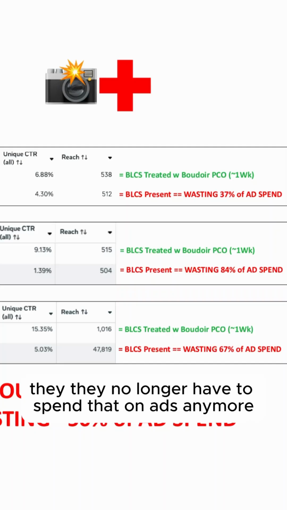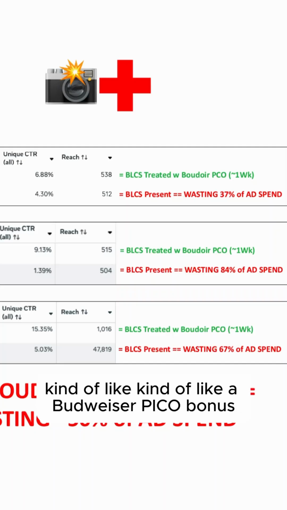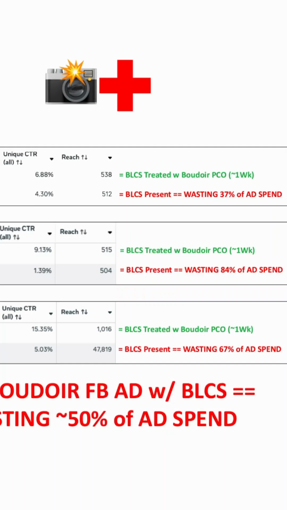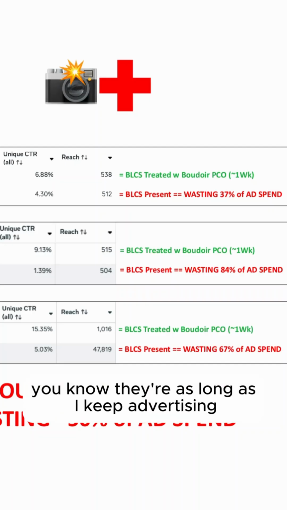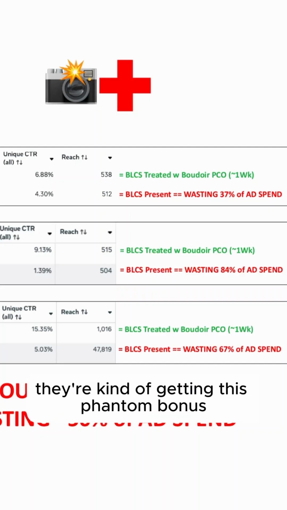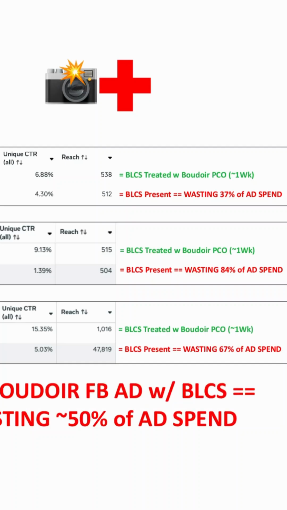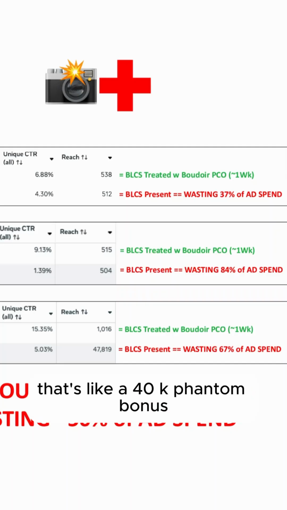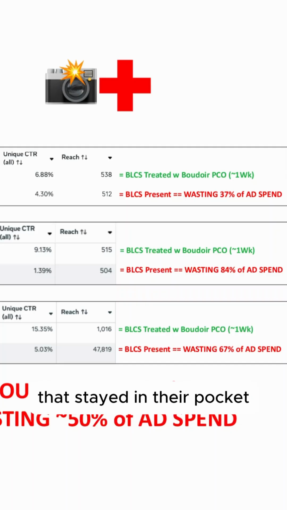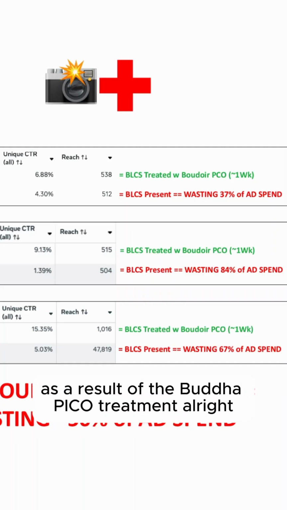They no longer have to spend that on ads anymore, kind of like a Boudoir Pico bonus. And as a result, as long as they keep advertising, they're kind of getting this phantom bonus in the background, $3,700 a month, every single month. And at the end of the year, that's like a 40K phantom bonus that stayed in their pocket that they didn't have to spend out of pocket as a result of the Boudoir Pico treatment.